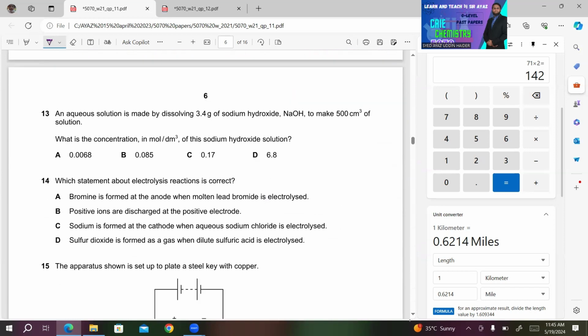13. An aqueous solution is made by dissolving 3.4 gram of sodium hydroxide, NaOH, to make 500 cm cube of solution. What is the concentration in mole per dm cube of the sodium hydroxide solution?